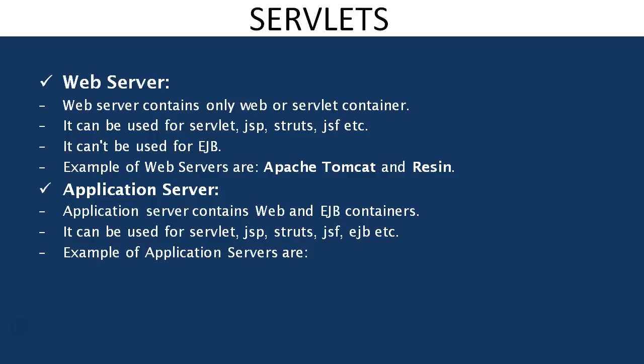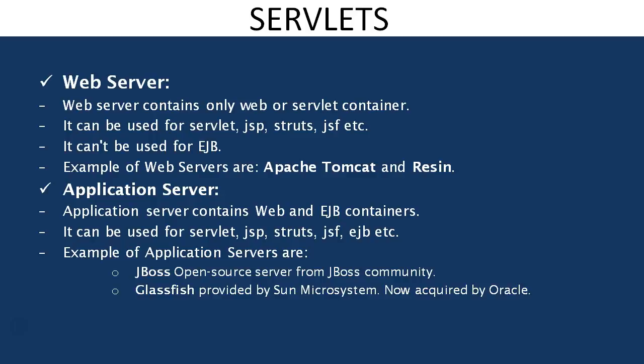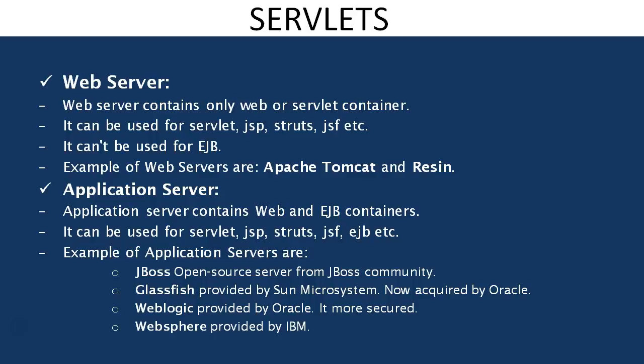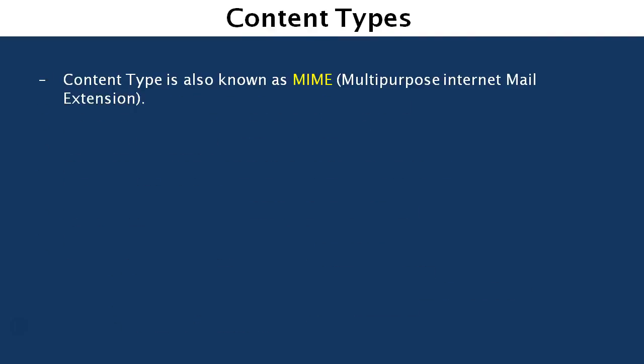The examples of application servers are these: JBoss, and this is open source from the JBoss community. Next one is GlassFish. This is provided by Sun Microsystems, which is now acquired by Oracle. Then WebLogic. This is provided by Oracle and this is more secure. And next one is WebSphere. This is given by IBM.